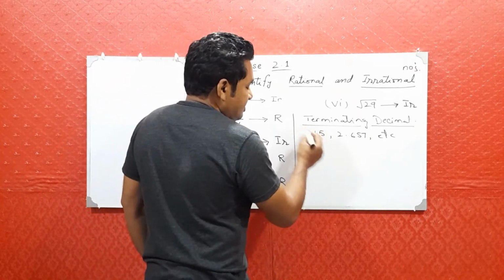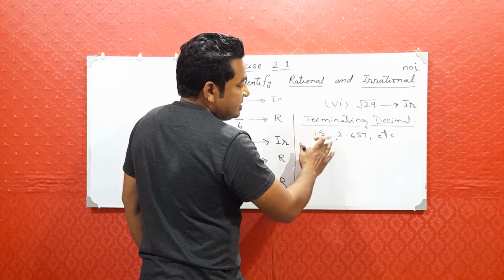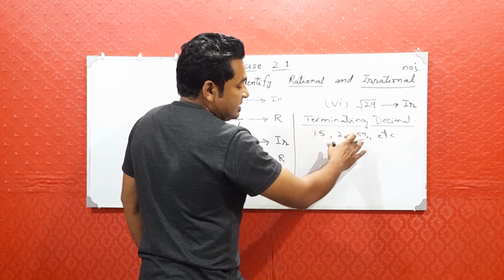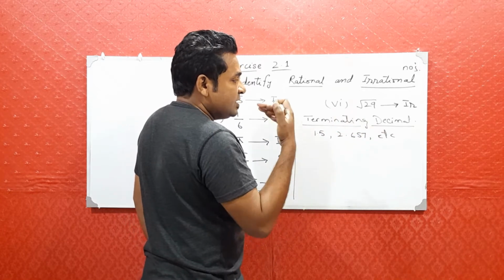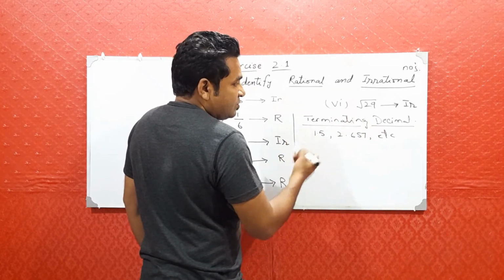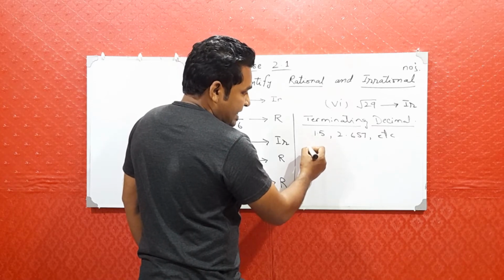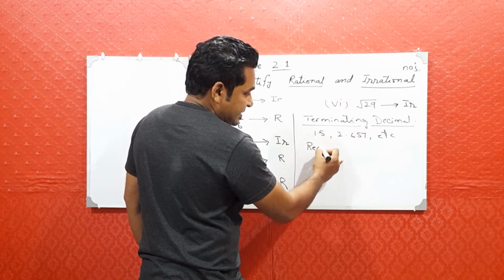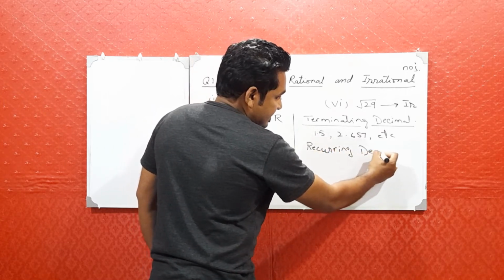Okay, non-terminating decimals means those numbers which after the decimal repeat, after the decimal they are not actually stopping. Okay, so those are called non-terminating and recurring decimals.